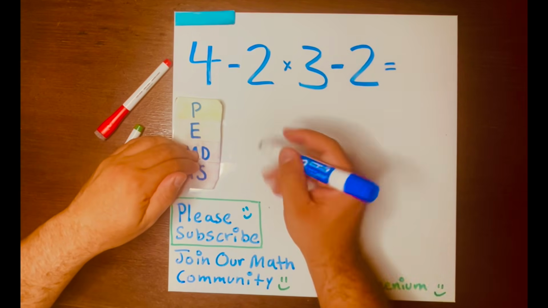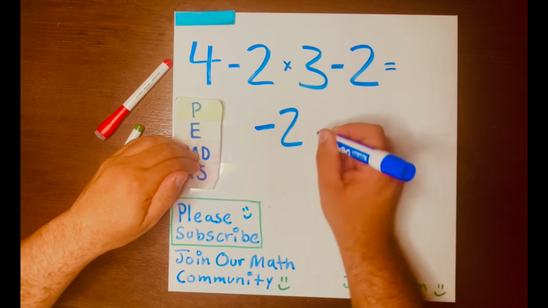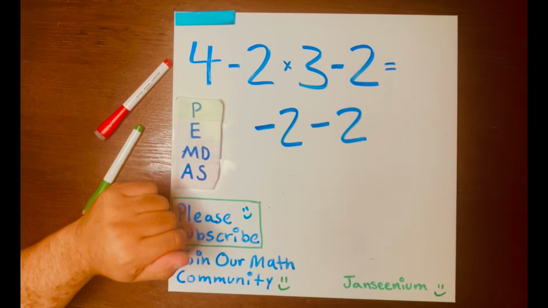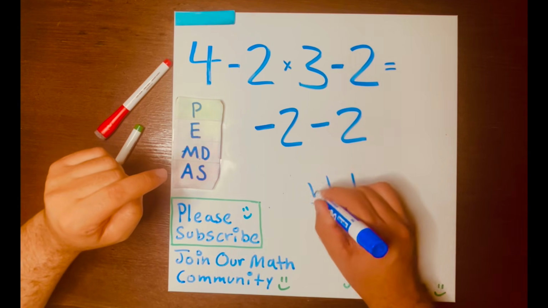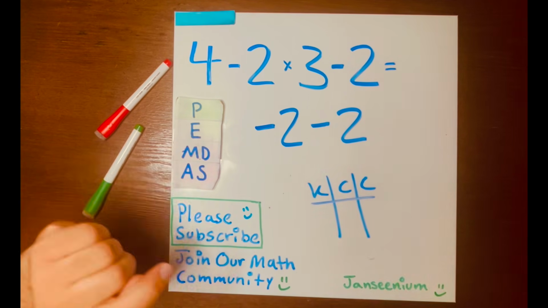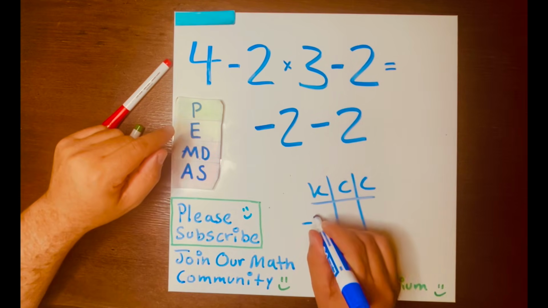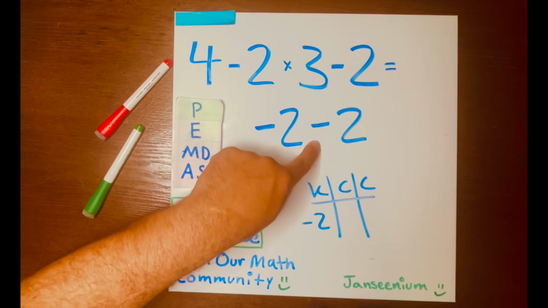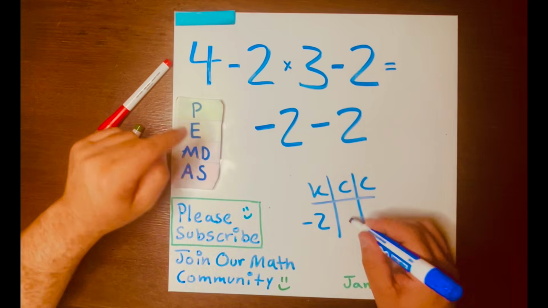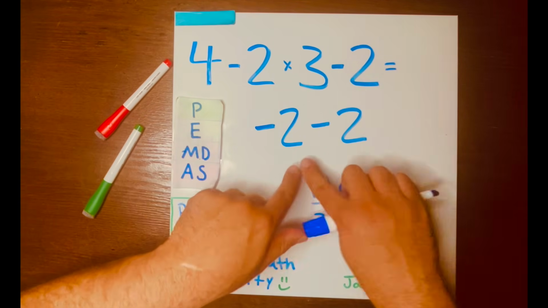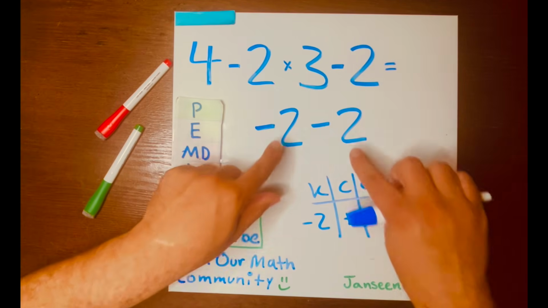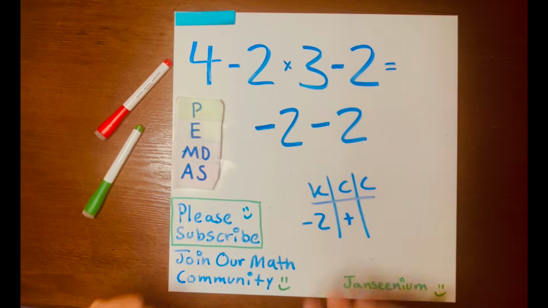minus 2. Negative 2 minus 2. And I'll do the same thing. Write those in the keep, change, change table. So I keep the negative 2 the same, change subtraction to addition. That's the goal. You want to change this into addition. Don't keep it as subtraction.